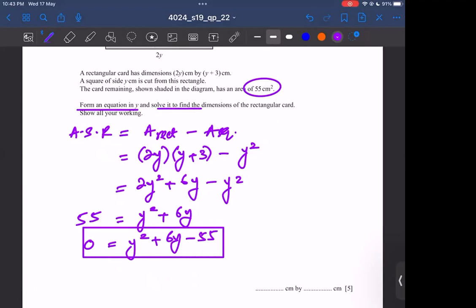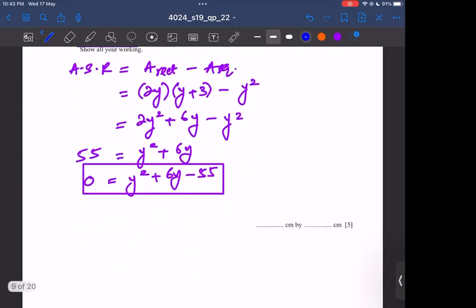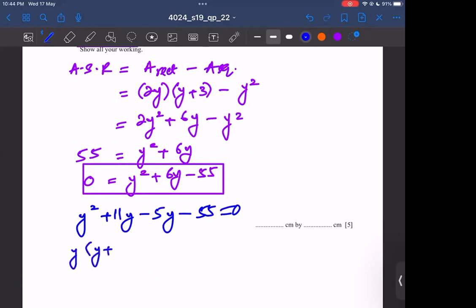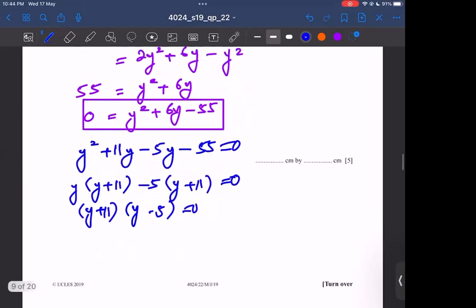Okay. Now you can use the quadratic formula. You can use the middle term breaking here as well. For me, I can easily see that I can write 11y minus 5y. The middle term plus 6y is broken into 11y minus 5y. So I got y common. It becomes y plus 11. I got minus 5 common. It becomes y plus 11. So the two brackets are going to be (y plus 11) into (y minus 5), and eventually you got the values of y, which are minus 11 and 5.